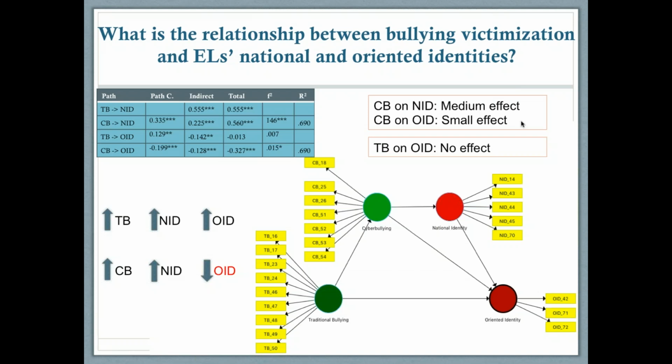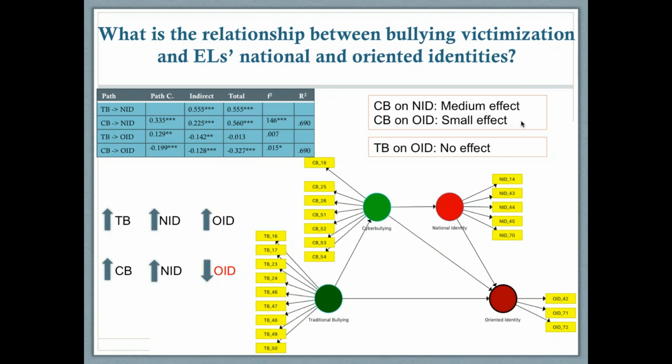And considering all of this, maybe English language learners possibly mediated the traditional bullying coming from others, peers or bosses, and their oriented identity to adjust in the target society. So the positive relationship between cyberbullying and national and oriented identity could be explained by this. But of course, I would need interviews or maybe qualitative data to be able to say something definite. So far, the correlations showed such a relationship.